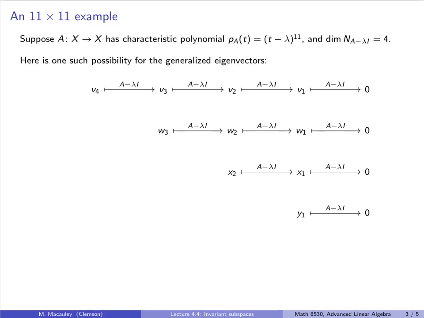So if there is one more generalized eigenvector, we've already established that nothing maps onto W3, X2, and Y1, so it has to map onto V4. And let's call it V5. And this is going to be one of the big ideas of this series of lectures, at least this section, is that we have 11 generalized eigenvectors and they will form a basis of X. And this is always going to work out this way.